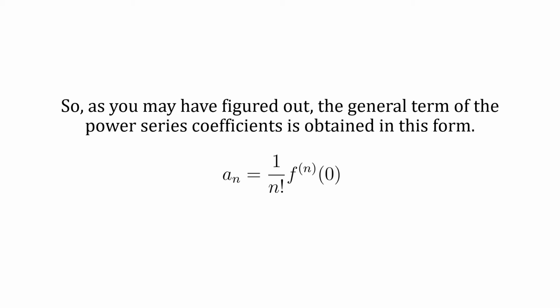So, as you may have figured out, the general term of the power series coefficients is obtained in this form. An is equal to 1 over n factorial the nth derivative of f at 0.